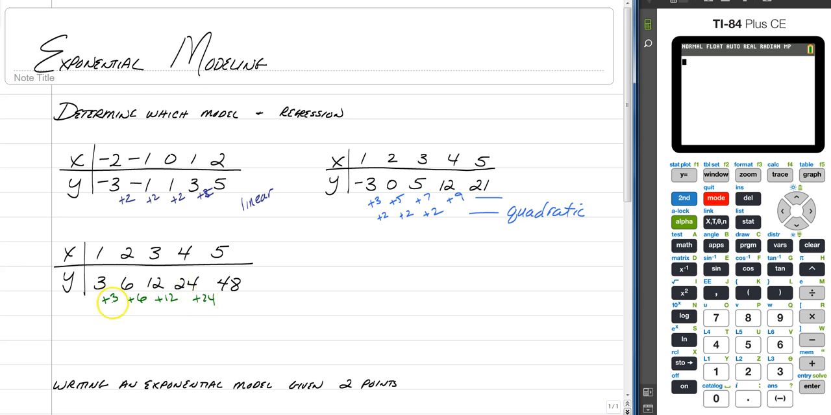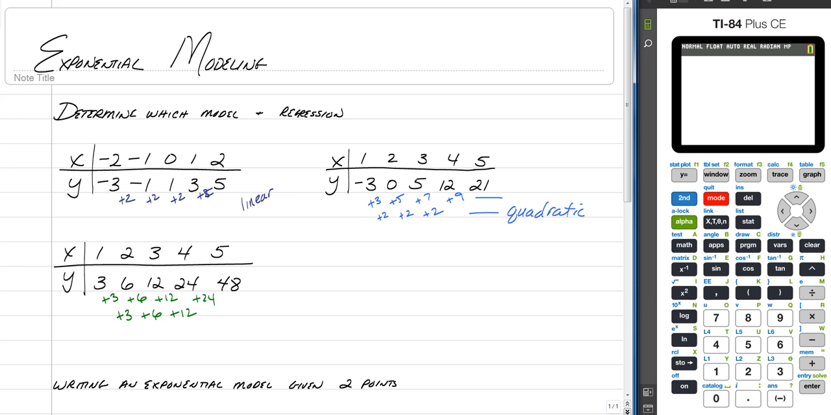So we try it again. To get from 3 to 6, we go up 3. From 6 to 12, we go up 6 again. 12 to 24, we go up 12 again. And we notice that it's not getting any closer. So now you have the opportunity to check to see if it's actually an exponential equation.